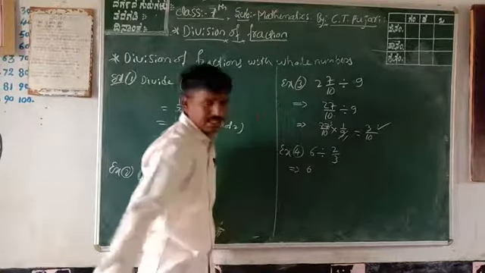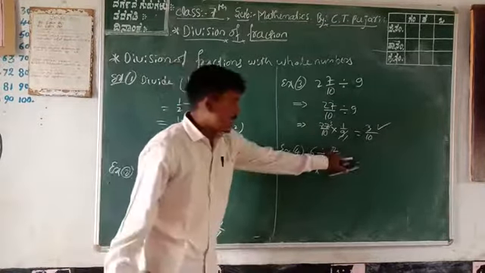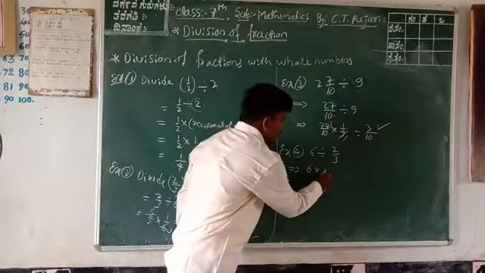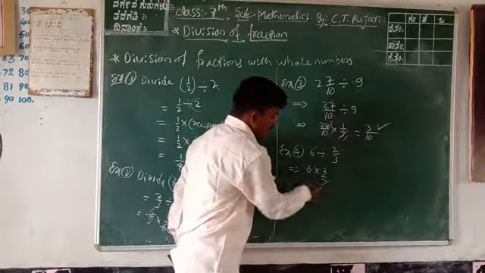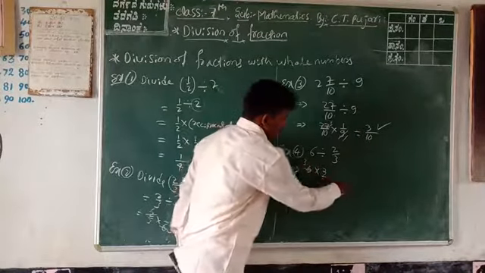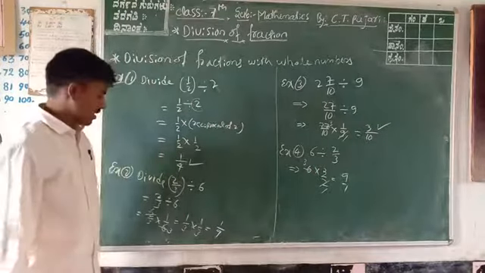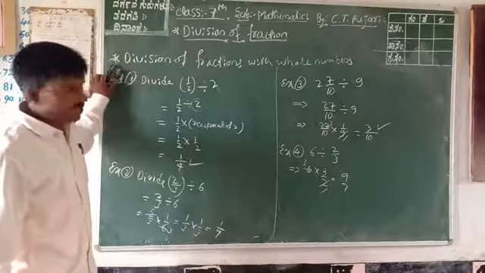6 as it is. Change the division sign into multiplication, and write the reciprocal of 2 by 3. Reciprocal of 2 by 3 means what? 3 by 2. Next, cancellation: 2 ones are 2, 2 threes are 6. Therefore 3 threes are 9, 9 by 1 is the answer. These type of questions are over.